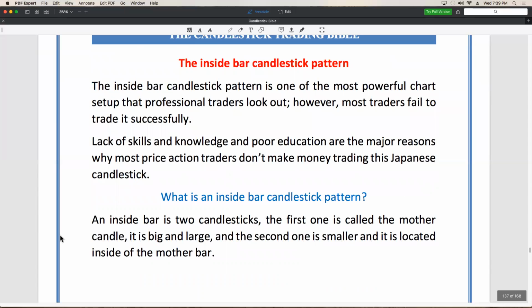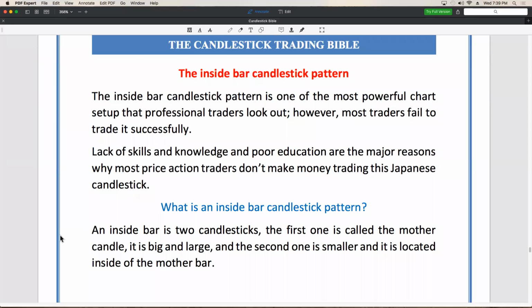So now let's look at the inside bar candlestick pattern. The inside bar candlestick pattern is one of the most powerful. Am I hearing a repetition here? Like CNN say everything is a breaking news story. Well, I've seen the most powerful stuff in here several times as well. But it is accurate. They are saying some good wisdom here.